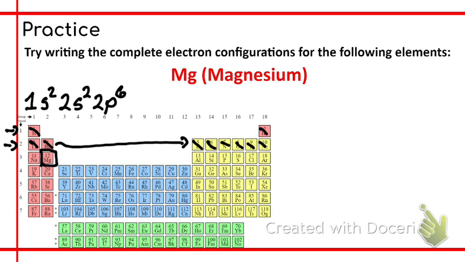We move on to the next. We're now in row 3. We enter into the S block, and it takes 2 electrons to get to our magnesium. So we get our 3s2. And so our 1s2, 2s2, 2p6, 3s2 is going to be our electron configuration.